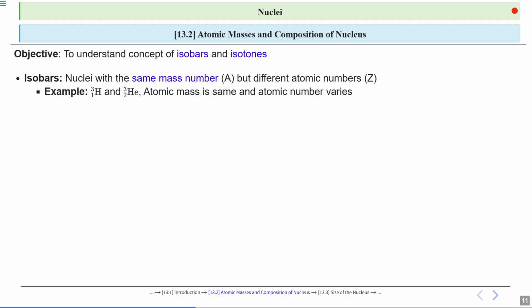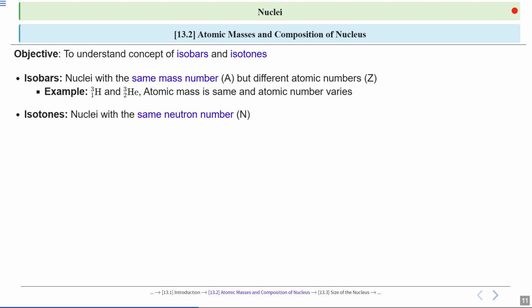Notice this example: hydrogen 3, written as H-3 with atomic number 1, and helium 3, written as He-3 with atomic number 2. Both have a mass number of 3, but hydrogen 3 has 1 proton and helium 3 has 2 protons.